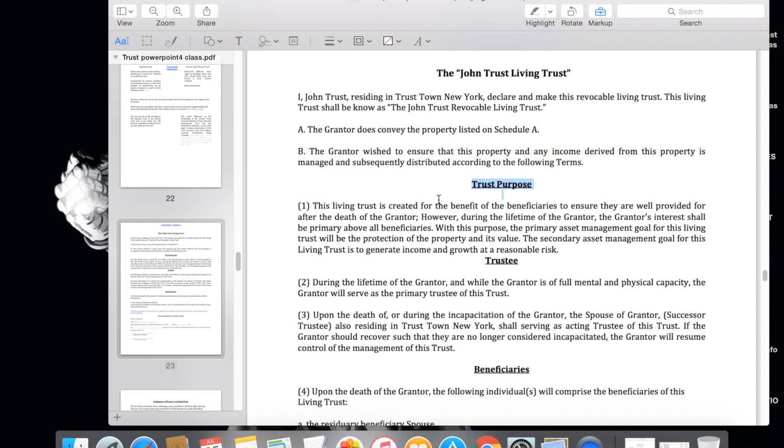Okay, so remember, we have our trust purpose, which is our section 1. This living trust is created for the benefit of the beneficiaries to ensure they are well provided for after the death of the grantor. However, during the lifetime of the grantor, the grantor's interests shall be primary above all beneficiaries. With this purpose, the primary asset management goal for this living trust will be the protection of the property and its value. The secondary asset management goal for this living trust is to generate income and growth at a reasonable risk.